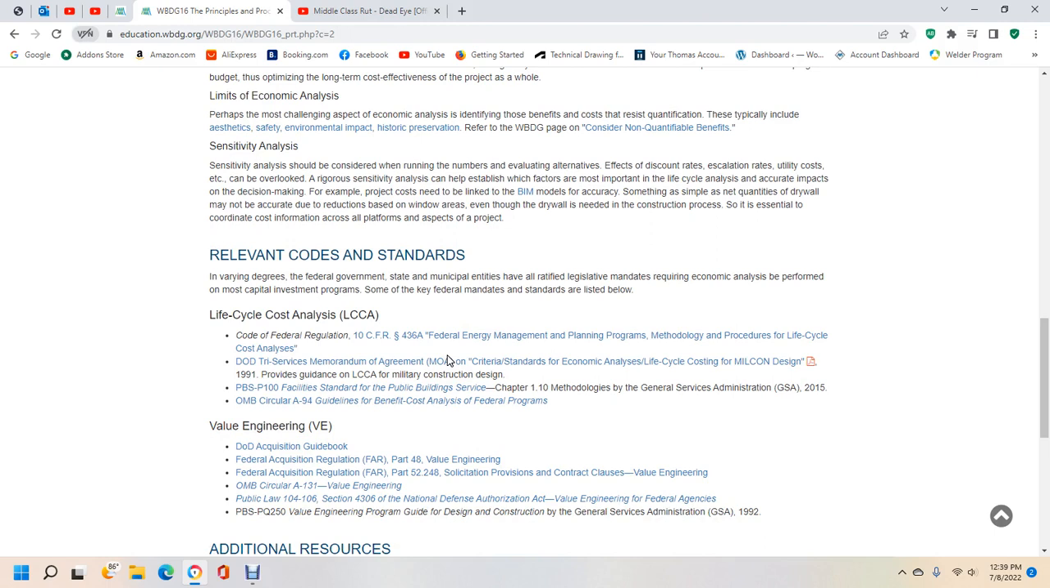Relevant codes. In varying degrees, federal, state, and municipal entities have ratified legislative mandates requiring economic analysis to be performed for most capital investment programs. Some of the key federal mandates and standards are listed below.